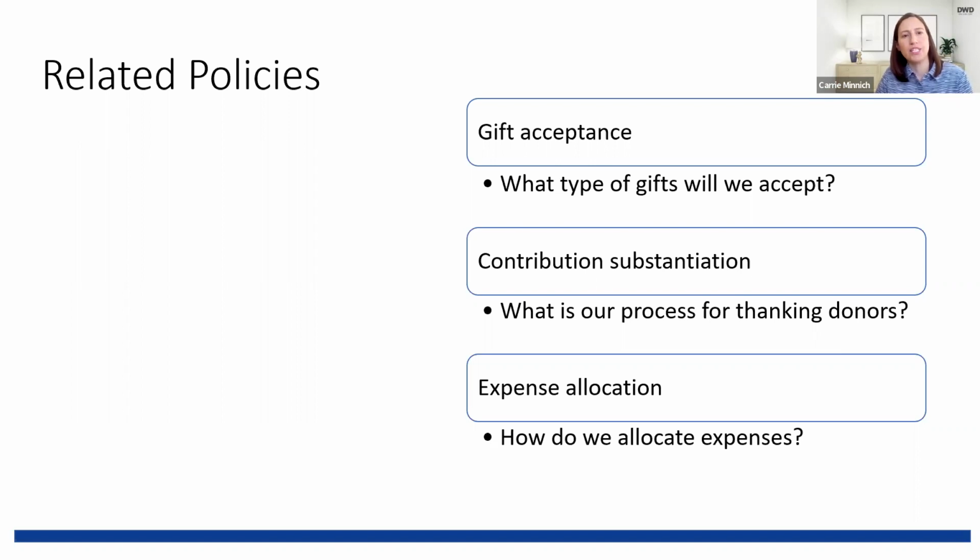Contribution substantiation really isn't a policy per se, but what is the process that your organization has for thanking donors? Donors can only deduct on their tax return donations that they have substantiation support for. There's specific items that have to be included in that support. So making sure that your organization is providing that to your donors. And then finally, expense allocation. How do we allocate expenses? And we're going to talk about that more in just a minute here in the next statement of functional expenses.